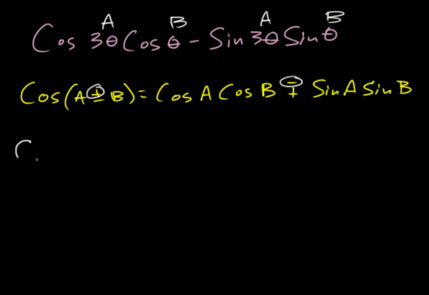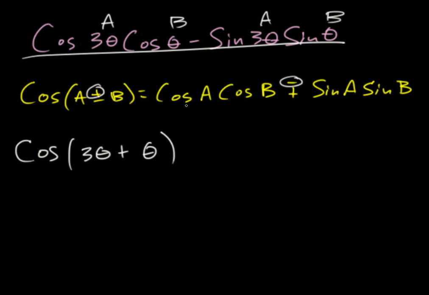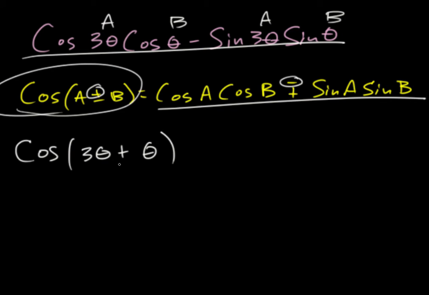So when we write this, it's just going to be cosine of A, which is 3 theta, plus B, which is just theta. So we went kind of backwards. We see that this matched up with this, and so we're going to write this, and then we just add those, so it's cosine of 4 theta.